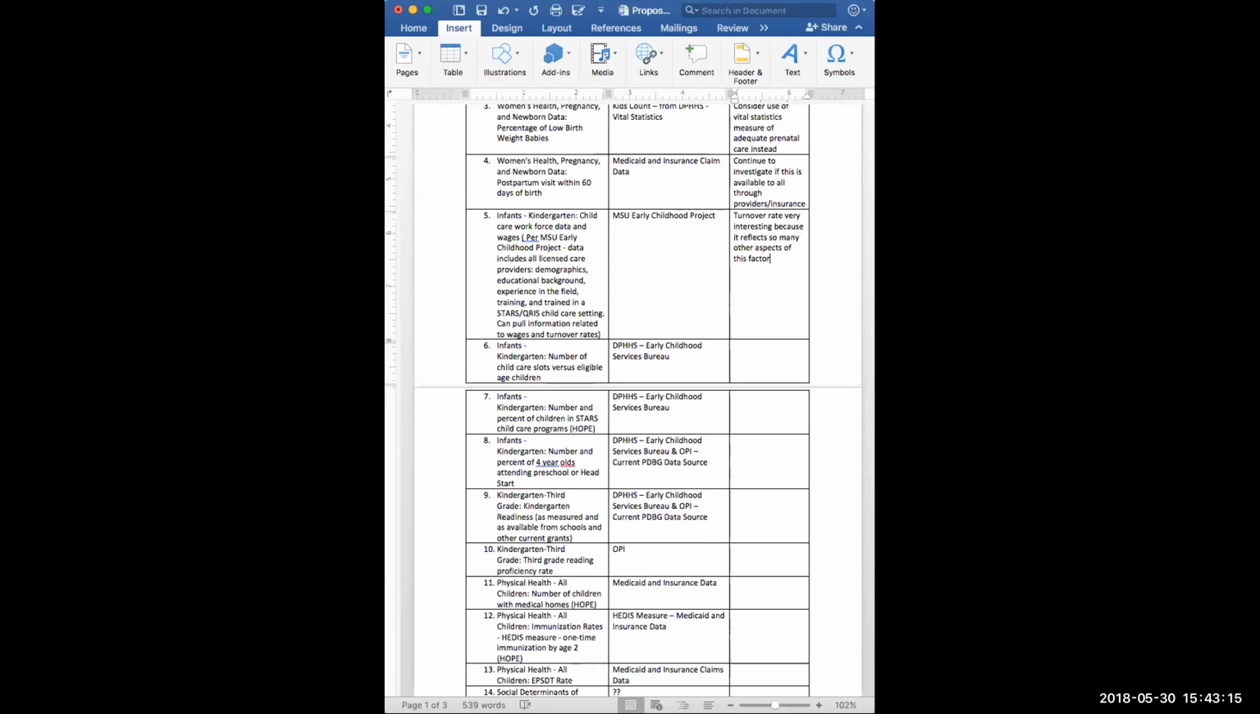Sure. And I guess I stopped before I went through all the measures for these infants to kindergarten. The other ones would be childcare slots versus eligible children. This came from an Early Childhood Services Bureau survey that they did through the University of Montana. So it may take some follow-up on our part to see if that's something they plan to replicate or that they have available on a regular basis, if people feel like we should try to follow up on that.